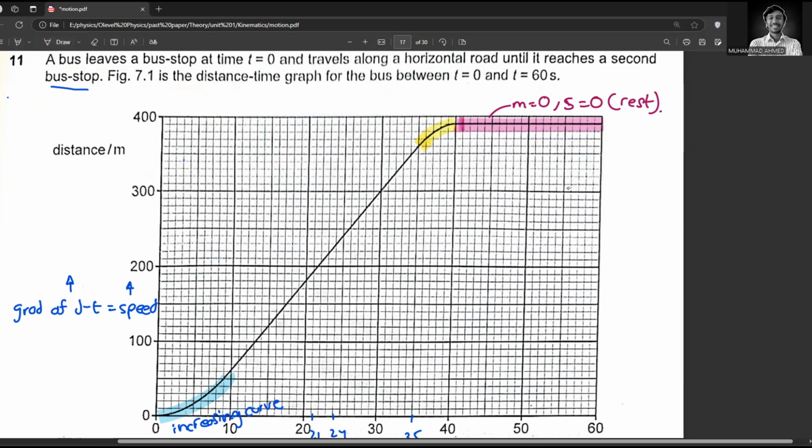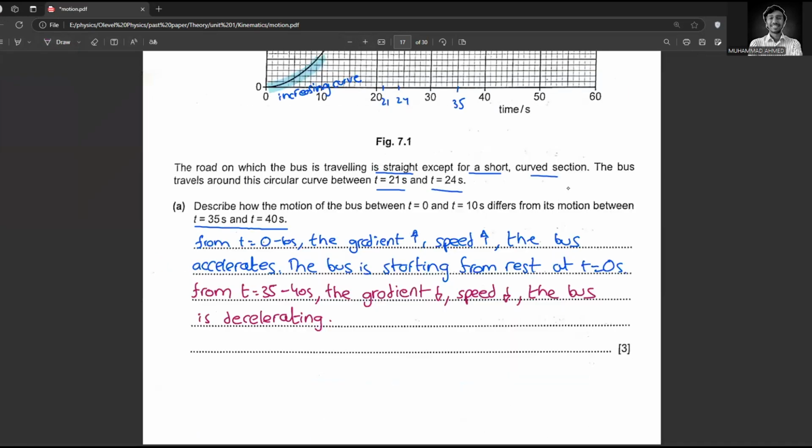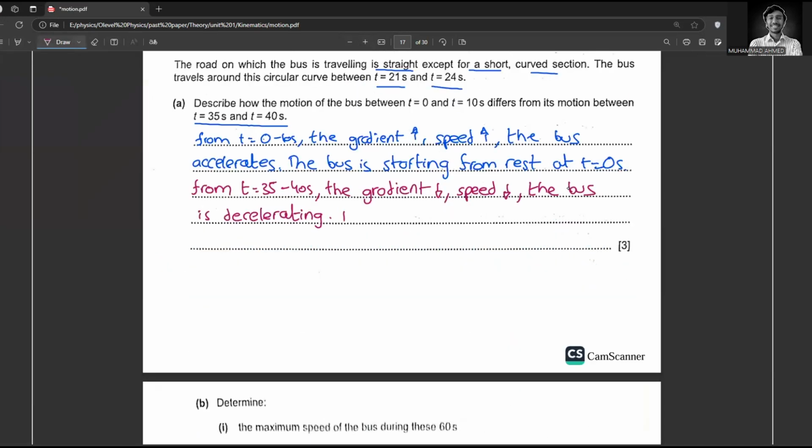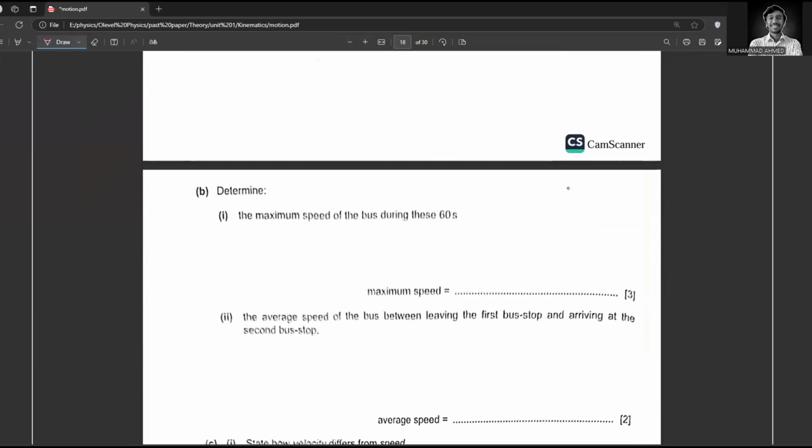So you can write this as well. Let's zoom out a bit. You can say at t equals 40 seconds, the bus comes to rest. Simple. Let's further move ahead.